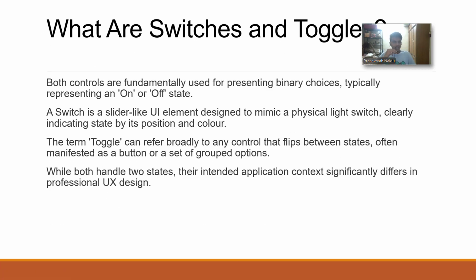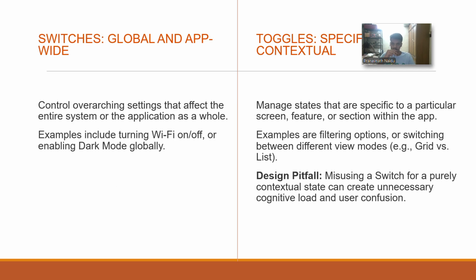So what exactly are switches and toggles? Both controls are fundamentally used for representing binary choices, typically representing an on or off state. A switch is a slider-like UI element designed to mimic a physical light switch, clearly indicating state by its position and color. The term toggle can refer broadly to any control that flips between states, often manifesting as a button or a set of grouped options. While both handle two states, their intended application context significantly differs in professional user interface design.